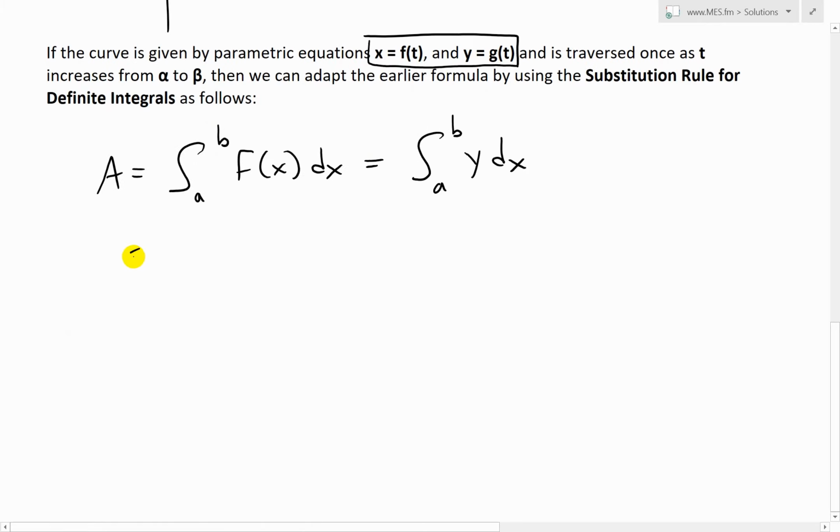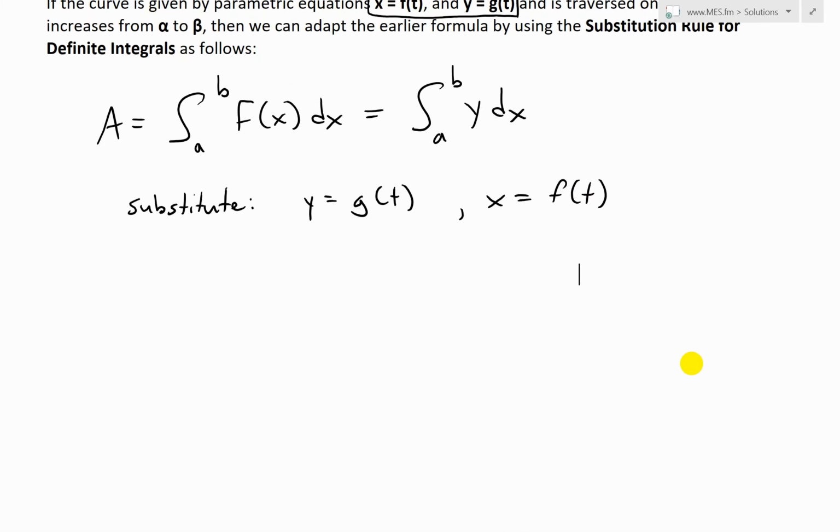So what we'll instead do is substitute y equals g of t, and also x equals f of t. The idea is to remove these x variables and replace them with their parametric counterparts, the t. We replace y with g of t, and now we have x here. When we take the derivative, or the differential, we get dx equals f prime of t dt, like I've done before in the substitution rule.